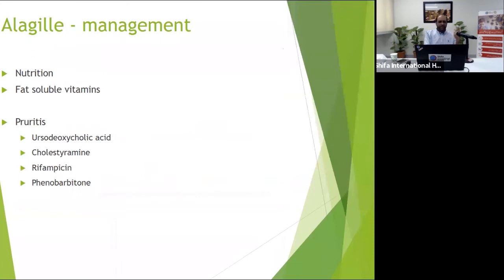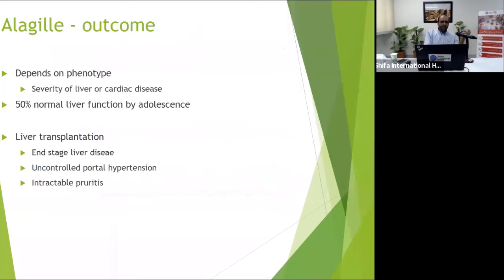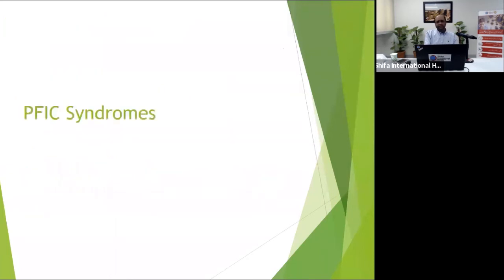When you diagnose, then you can follow them, give them fat-soluble vitamins, and for the itching you can give some medicines that will help. The outcome of this syndrome is that 50% of the time they have normal function tests up to adolescence. Later on they can also end up in end-stage liver disease, portal hypertension, and intractable pruritus.